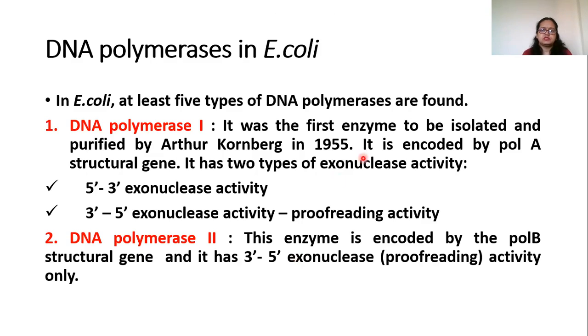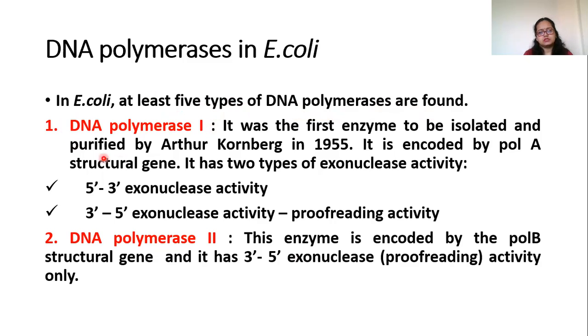Now, DNA polymerases are the main enzymes for the synthesis of DNA, so I'll discuss them in detail in E. coli. I am taking E. coli as an example of a prokaryote. In E. coli, at least 5 types of DNA polymerases are found. More than 5 are also there, but the main principal enzymes which have a role are 5 in number.